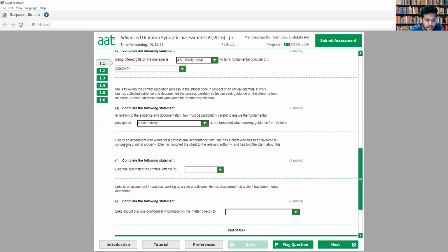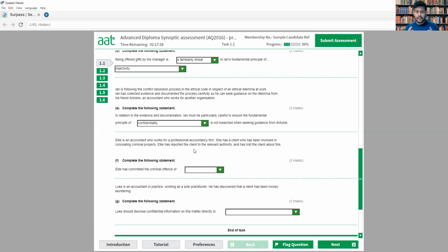Then the next one we have Ellie, an accountant who works for a professional accountancy firm. She has a client who has been involved in concealing criminal property. Ellie has reported the client to the relevant authority and has told the client about this. So basically, what Ellie did, Ellie has reported the client.